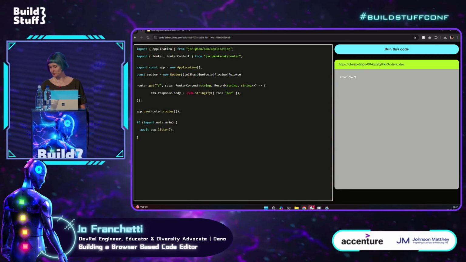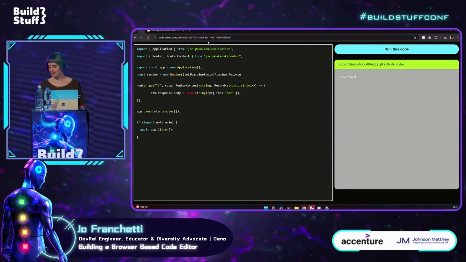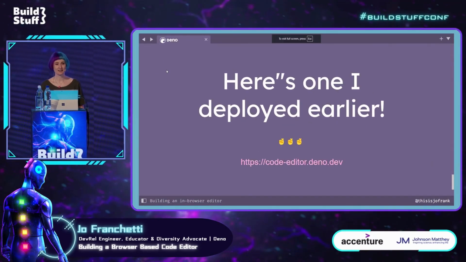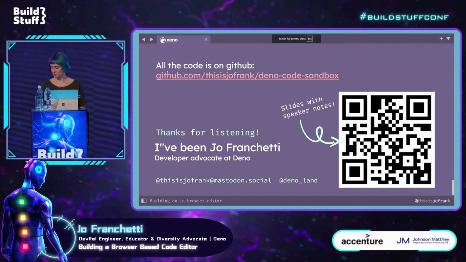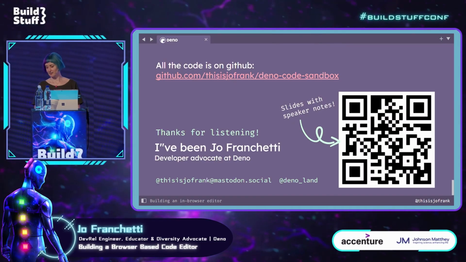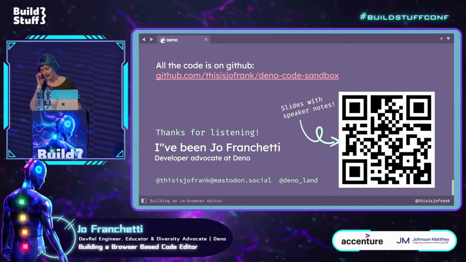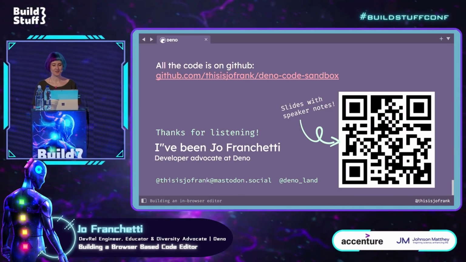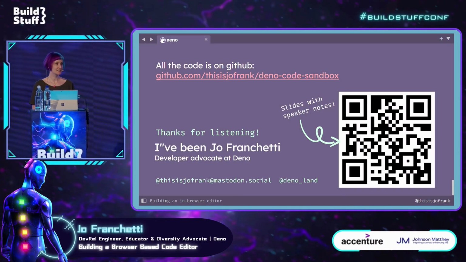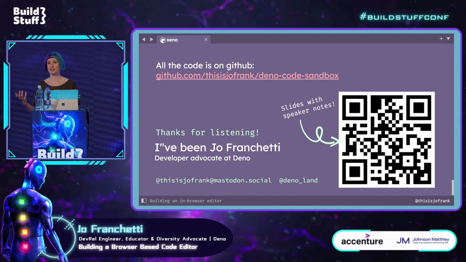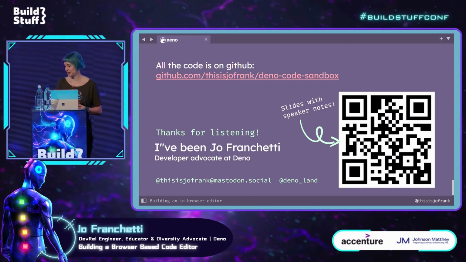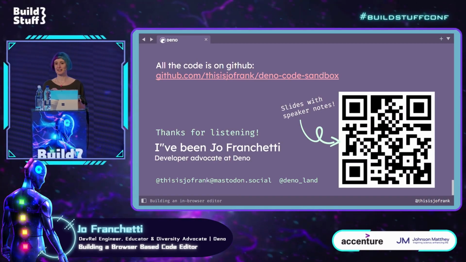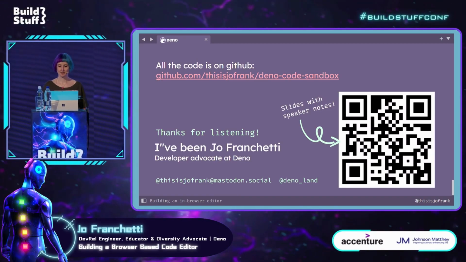As I mentioned, all of the code that I've spoken about is all on GitHub. So if you would like to make your own browser editor, you absolutely can. The code is on GitHub at, this is Joe Frank slash Deno code sandbox. I've also shared the slides, so if you want the step through, you can absolutely take that. All of my slides have full speaker notes in them as well, so it'll actually walk you through building the app.